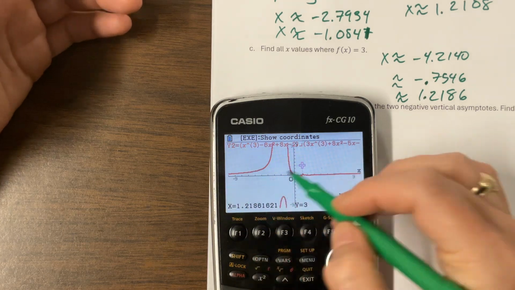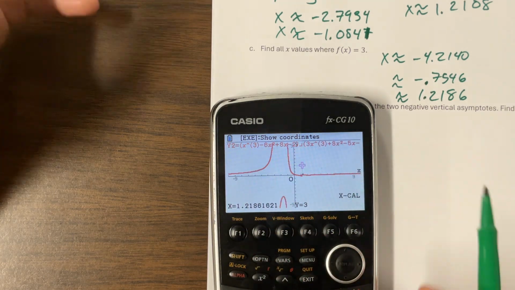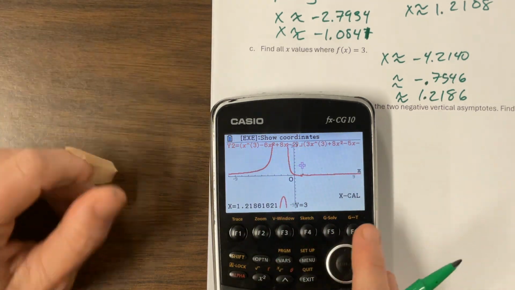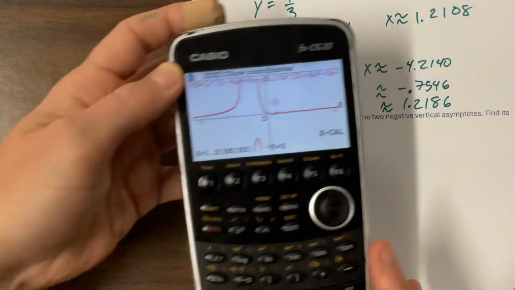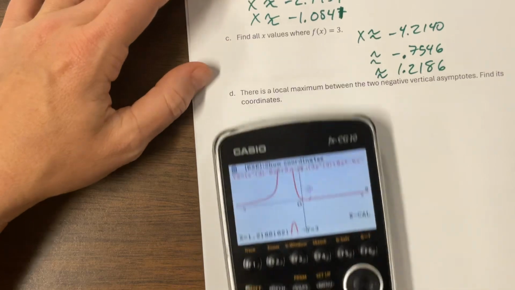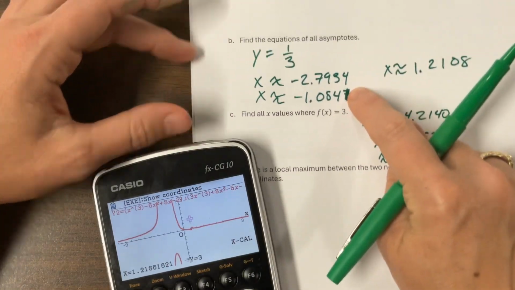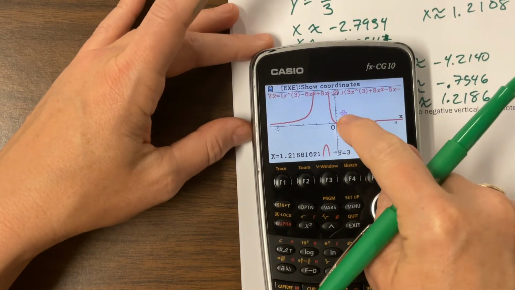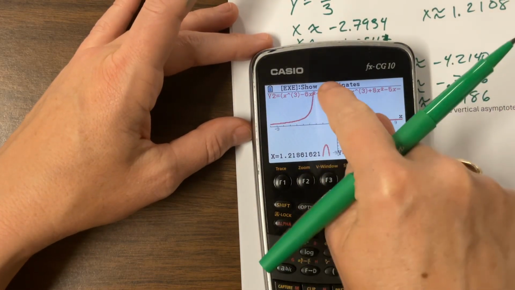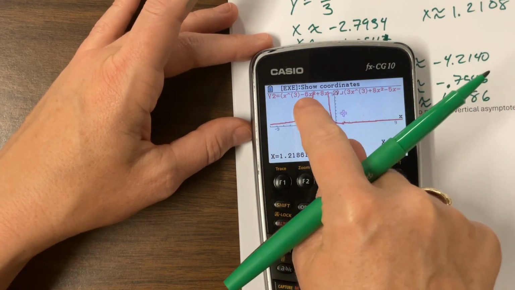Well, and that makes sense. Well, maybe it makes sense. Anyway, that's the reality of it. Okay, there's a local maximum between the two negative vertical asymptotes. Okay, so here's what I was talking about. I have these two negative vertical asymptotes right here and a positive one. So the positive one is somewhere near here. I'm not talking about that. I'm talking about these two negative ones over how it's approaching here and here.